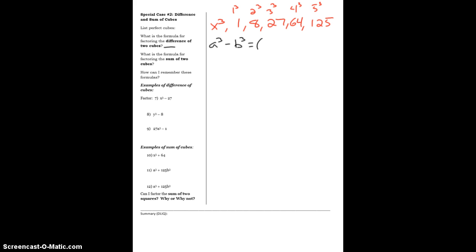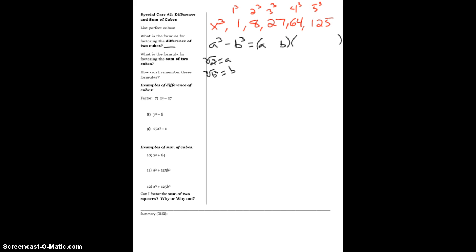It's going to be a binomial this time times a trinomial. So the third set of parentheses should be a little bigger. Okay? The a and the b are going to go in here. If you think about it, you're just taking the cube root of a cubed, which is a, and the cube root of b cubed, which is b. And we put them right here.